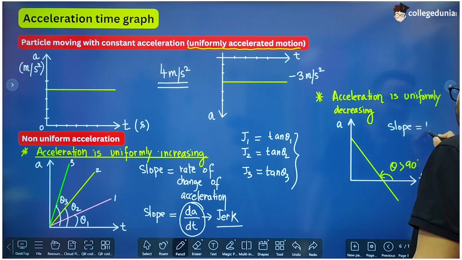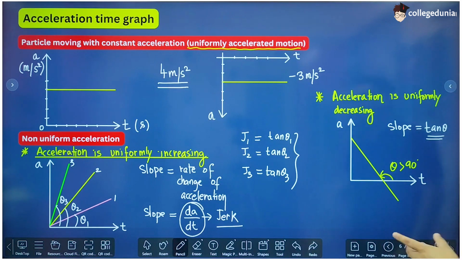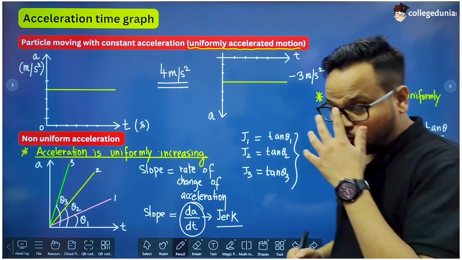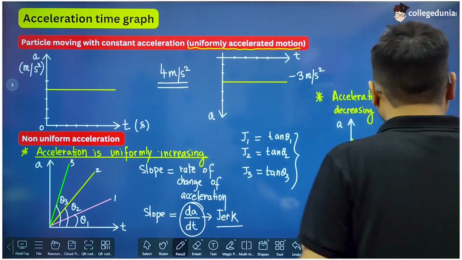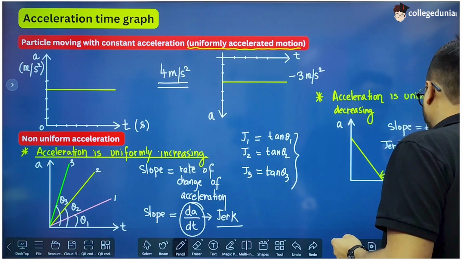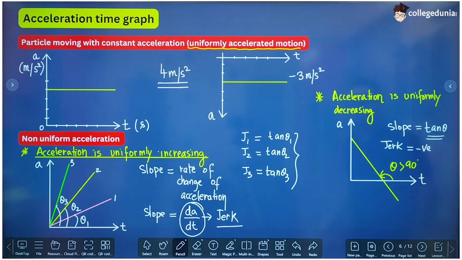Now if you find tan theta in this case, then this is going to be negative, because the angle is obtuse, and for obtuse angles tan theta is going to be negative. So this is the case when the jerk is negative. So the slope represents jerk.